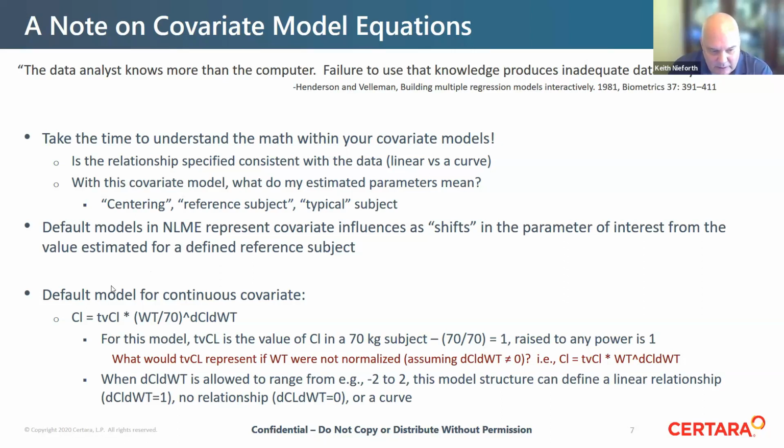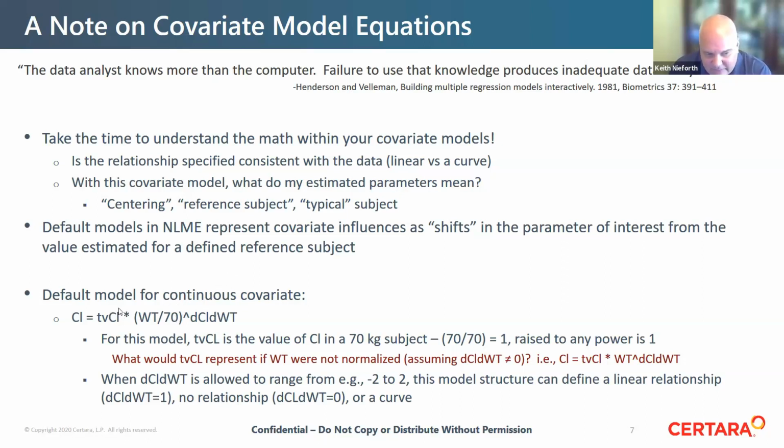Now, what I'm going to do is just go through the default models for continuous and categorical covariates in NLME. These default models in NLME essentially represent covariate influences as shifts in the parameter of interest, so clearance or volume or what have you, from the value estimated for a defined reference subject, okay? Now let's take a look at that. What is that actually saying?